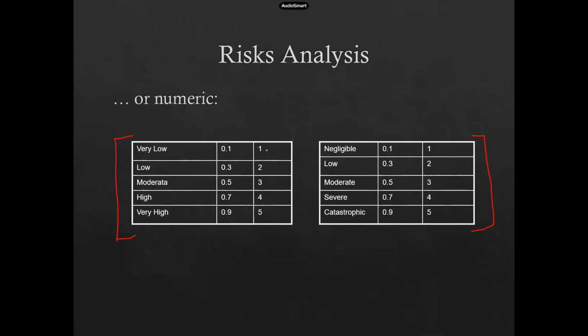And we can now quantifiably say that very low is 1, and negligible is also 1, whereas very high is 5, and catastrophic is also 5. And it all depends upon the probability, and it all depends upon how severe an impact one can have because of that risk.